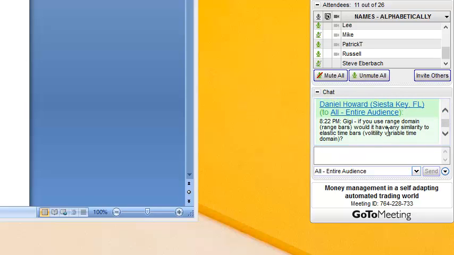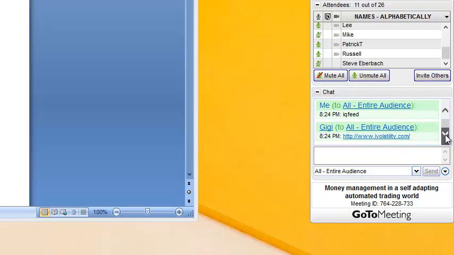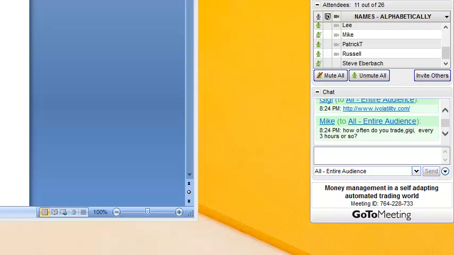A question from Daniel asked, if you use range bars, would it have any similarity? What I talked about is very similar to the range bar, but it's a better kind of range bar. So it's hard to describe the difference. There is also Heiken Ashi as well.